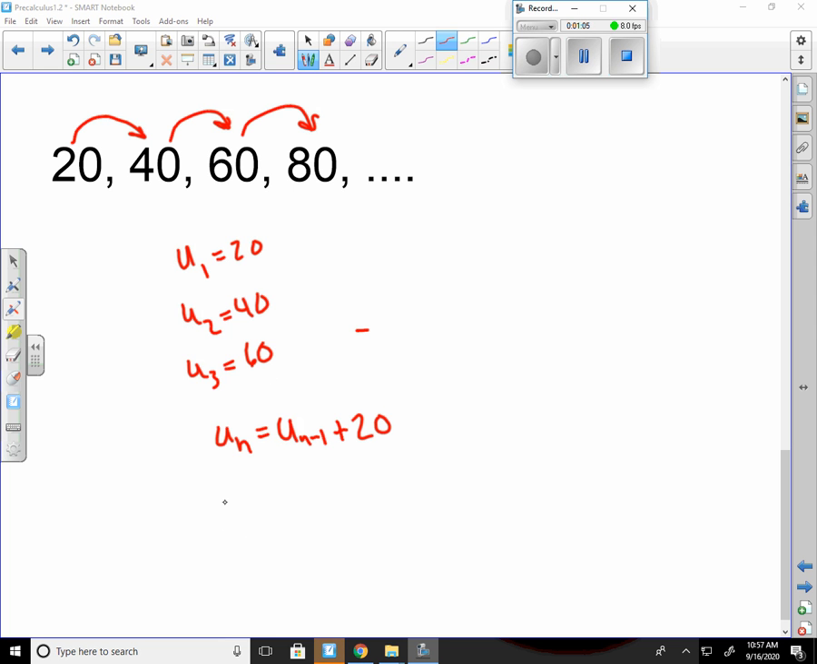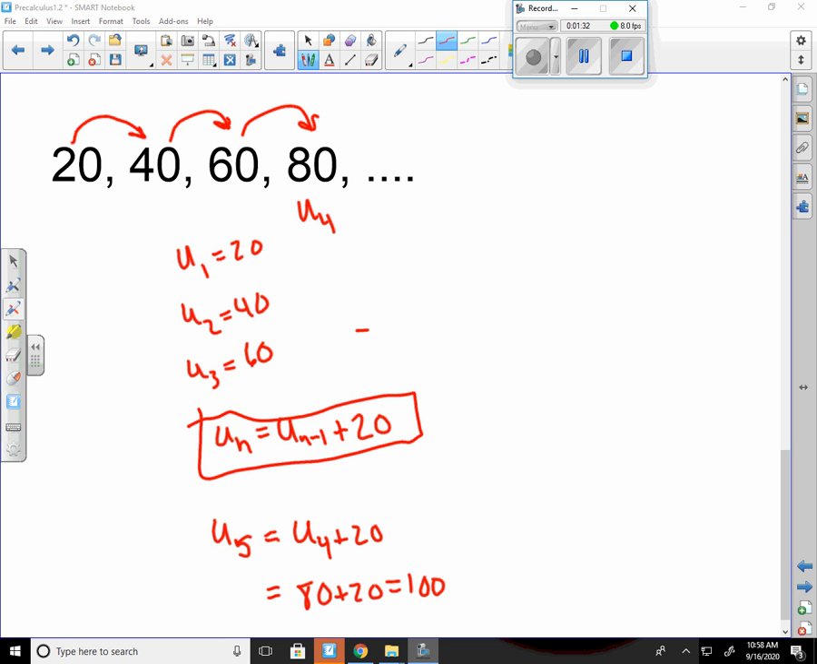If I wanted to find the fifth term, u sub 5 for the fifth term, I take the fourth term, u sub 4 plus 20. U sub 4 is the fourth term, which is 80, plus 20 to get 100. Now I'm going to show you the problem with this. What if I wanted to use this recursive formula here to find u sub 1?